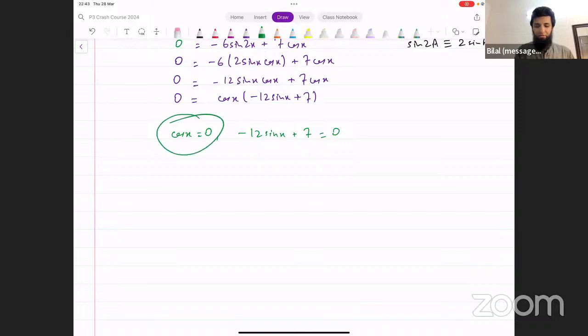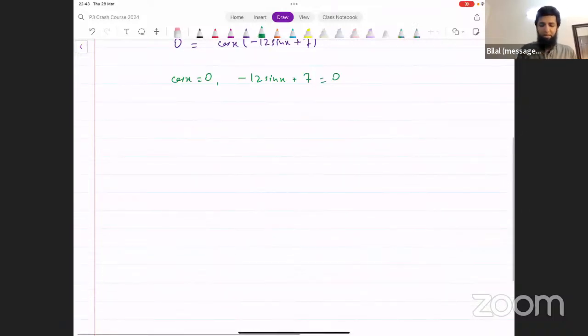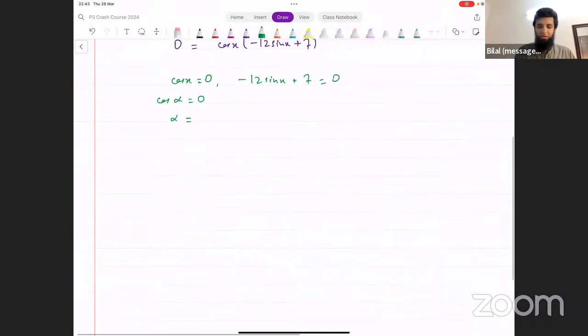Let's solve the first one. Cos of x equals 0. What's the interval that we're given? From 0 to pi. You can find the basic angle and see what that turns out to be. Cos alpha equals 0. What's the basic angle? Just do that in your calculator. You can think of the graph of cos in your head as well. When is cos 0? Cos is 0 at 90 degrees, right? In radians, that would be pi over 2. So within this interval from 0 to pi, the angle that you should be getting is pi over 2. So the basic angle is pi over 2.